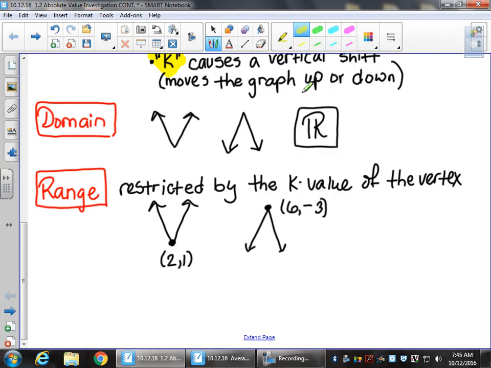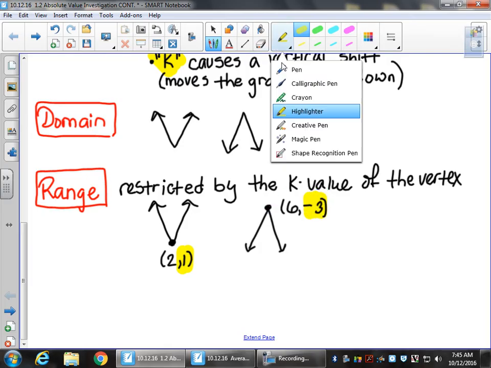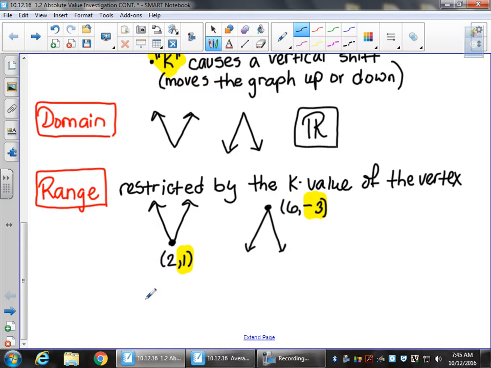So if I know my vertex, I actually already know my range. Here's my k value. So what would the range be for this first graph? 1 comma infinity. What's my range for my second graph? Negative infinity to negative 3. So that y value will always be either the smallest possible y value if it opens up, or the largest possible y value if it opens down. In both cases, it's my restriction on range.